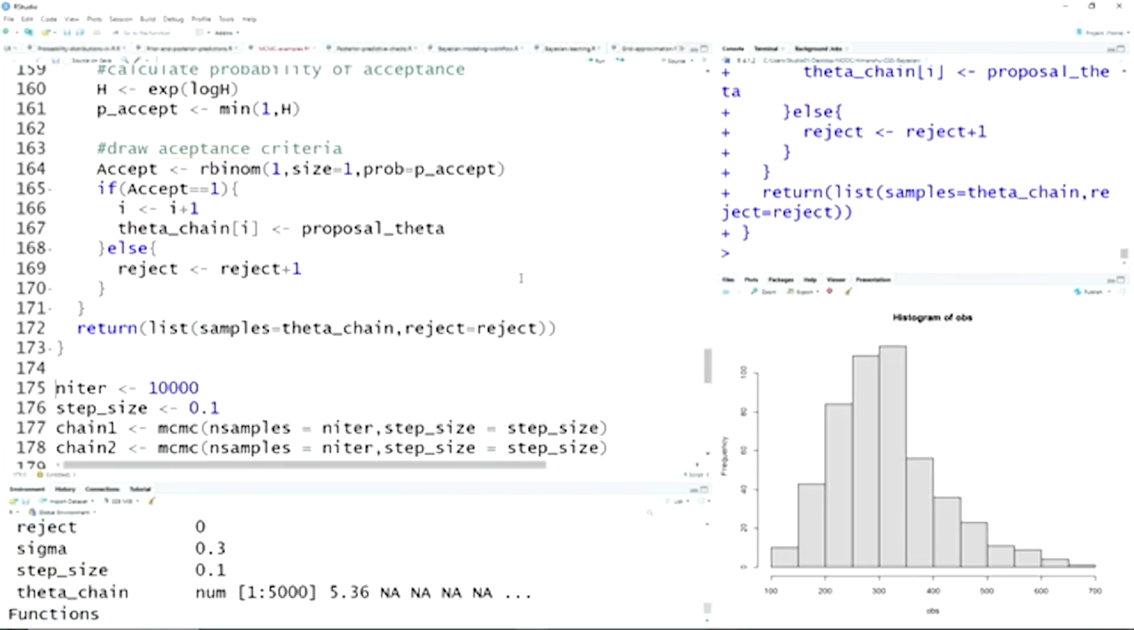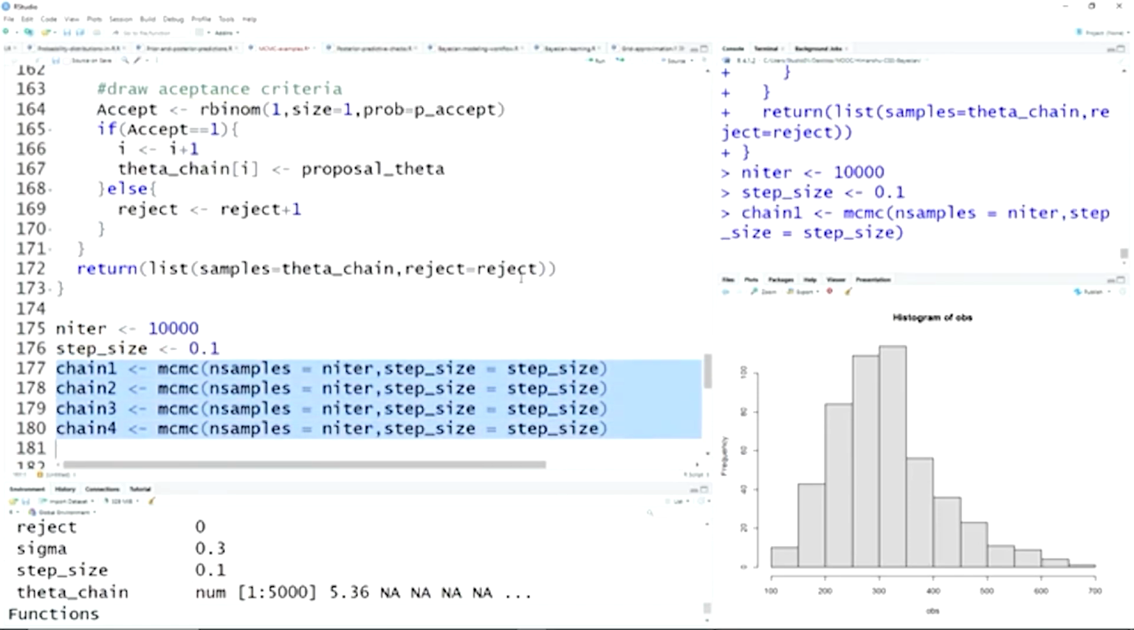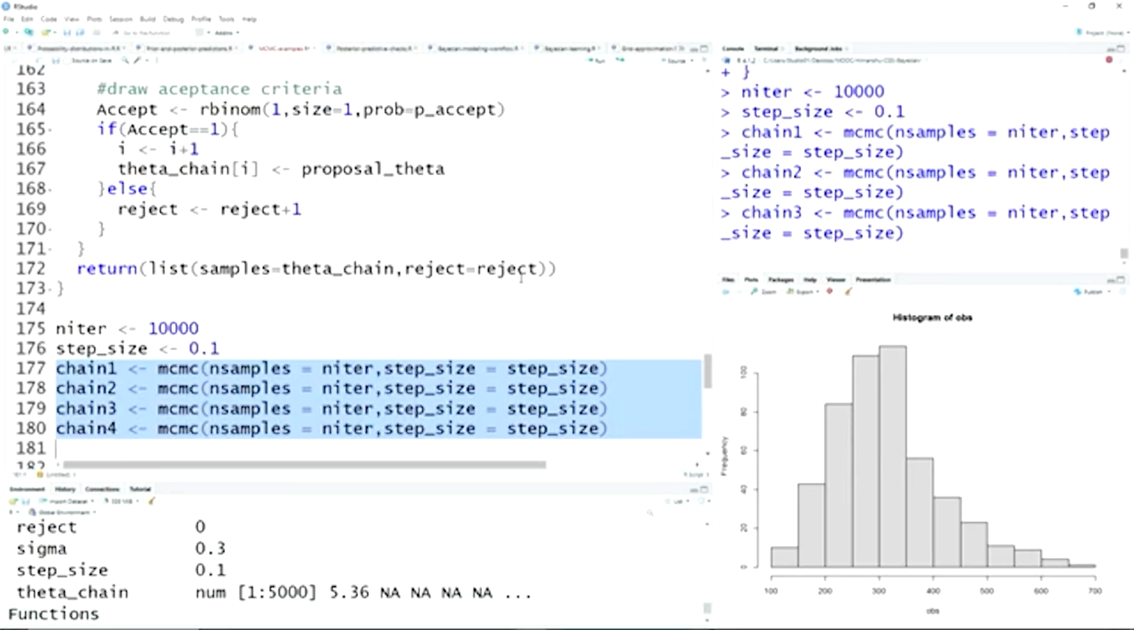Okay, so this is my algorithm, number of iterations, step size of 0.1, and let us sample for these 4 chains. Now I shouldn't see an error, although the sampling is slow. That means perhaps your step size is too large, so we can decrease it in further iteration. We can check the rejection rate.